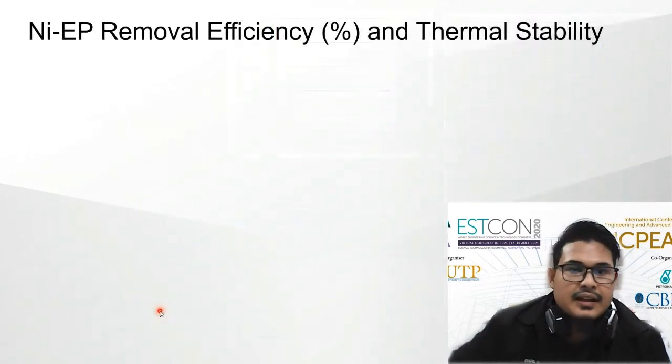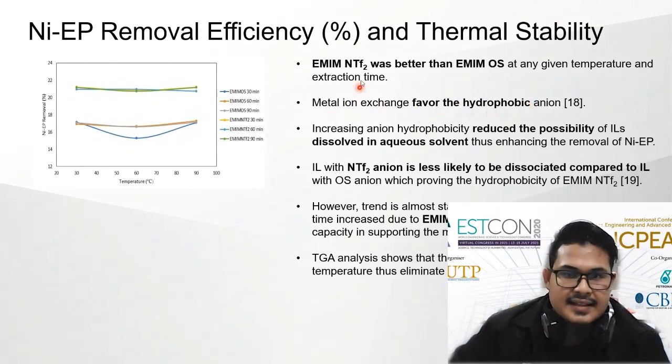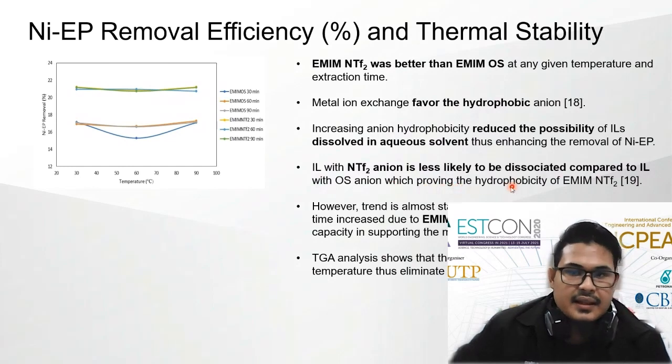So for the NIEP removal efficiency, we can see that EMIM NTF2 was better. EMIM NTF2 is actually better than EMIM OS at any given temperature and pressure, which can be seen that metal ion exchange favors a hydrophobic anion, which in this case NTF2 was better and also has higher hydrophobicity. This is because ionic liquid with NTF2 anion is less likely to be dissociated compared to ionic liquid with OS anion, which means that it has lower hydrophobicity. So it can be seen from these results.